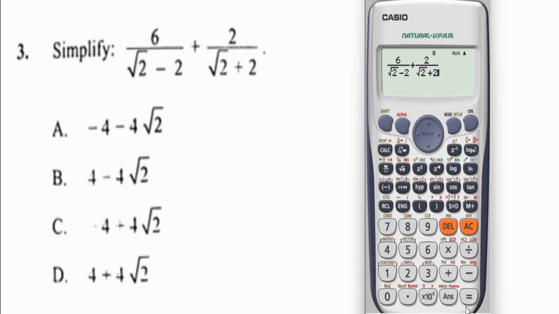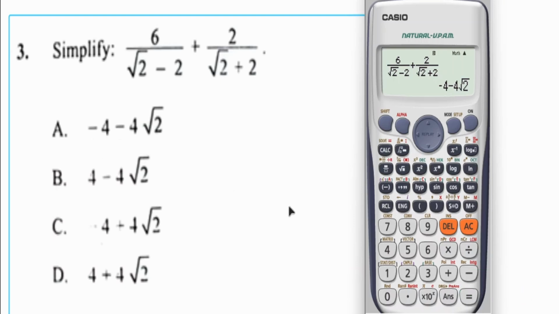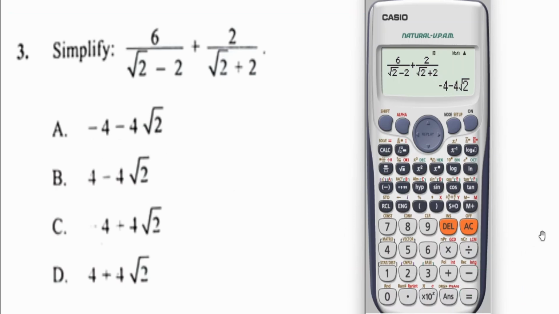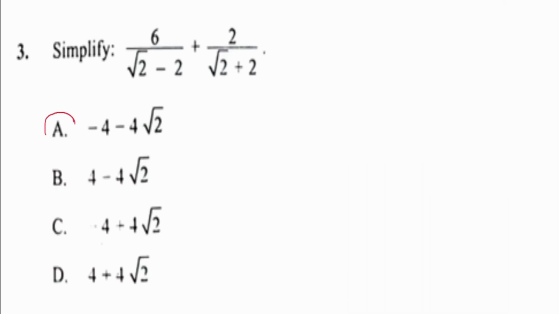Right, so now let's enter equal to. So there you have it. Straight, it gives us the option A, negative 4 minus 4 root 2. So that is what we are going to choose. So the correct answer for this question is option A.